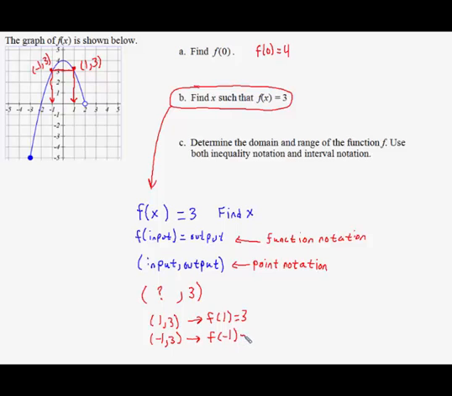If you let me translate back from point notation to function notation, you see just by comparison that the thing in the parentheses, the input that makes the output 3, would be 1 and -1. So my solutions really are x equals 1 and x equals -1. So my solutions to this part would be x equals 1, and another solution would be x equals -1.